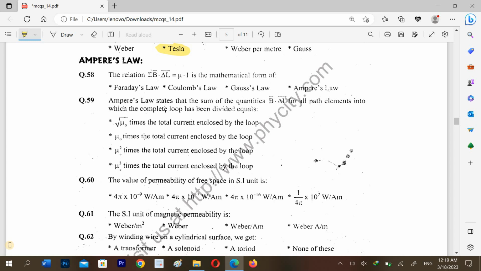The relation ∮B·dl = μ0 I is the mathematical form of Ampere's law. Ampere's law states that the sum of the quantity B·dl for all path elements into which the complete loop has been divided equals μ0 times the total current enclosed by the loop.